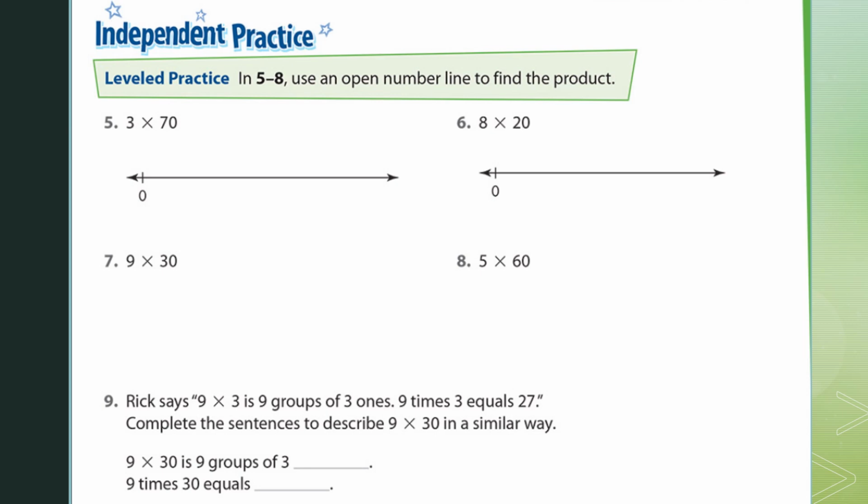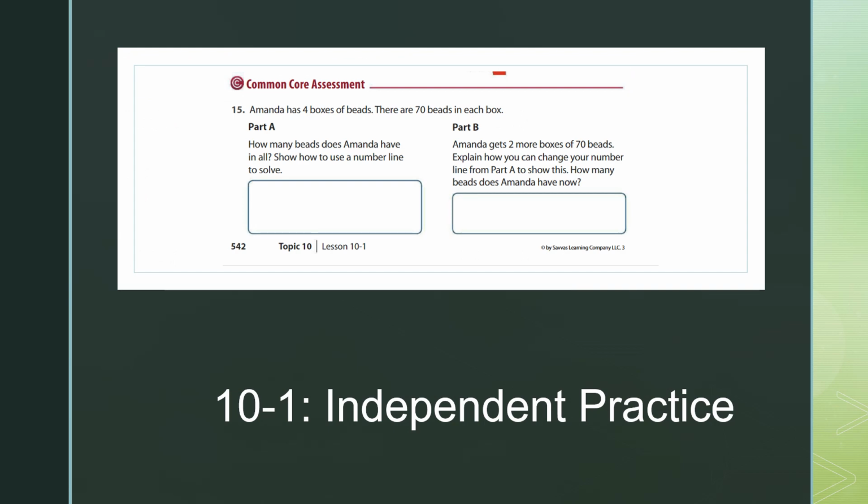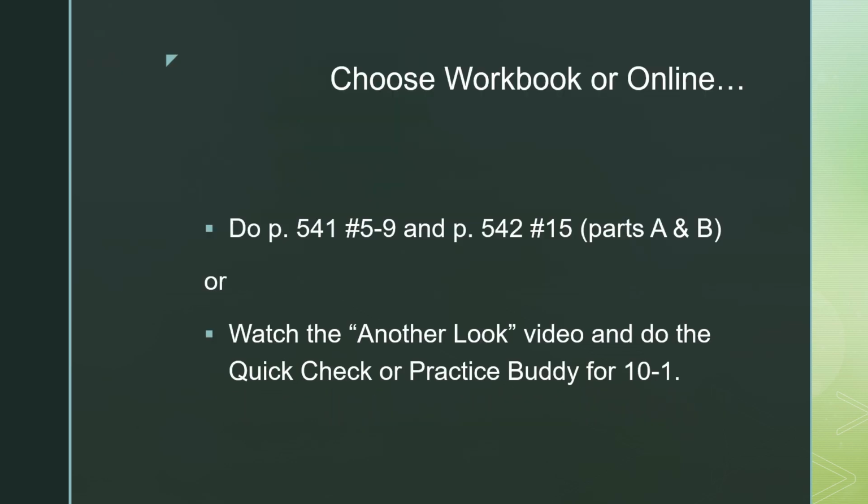For independent practice, if you're choosing to work in the workbook, you'll finish this page doing numbers 5 through 9 on page 541. And on the following page, 542, you'll just do the last problem. That's number 15, and it has 2 parts. So again, here's the workbook assignment.